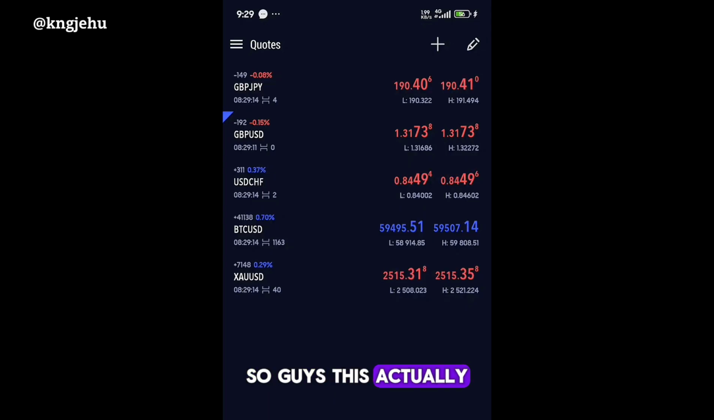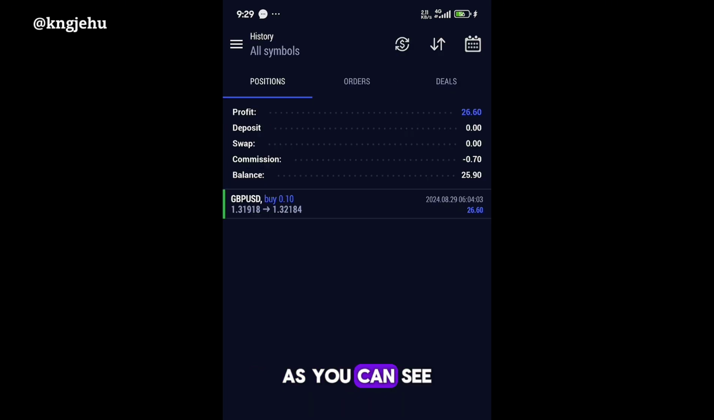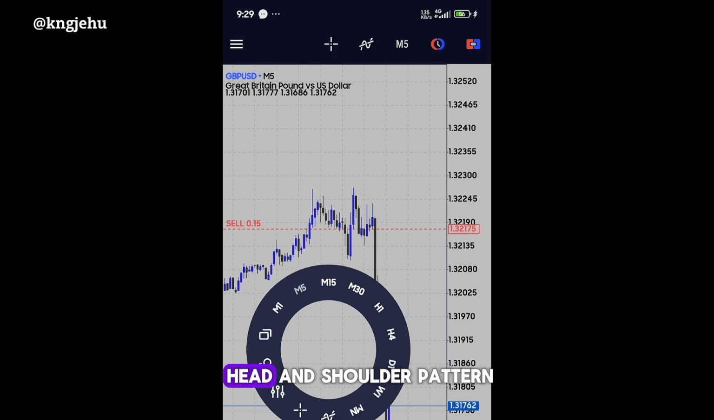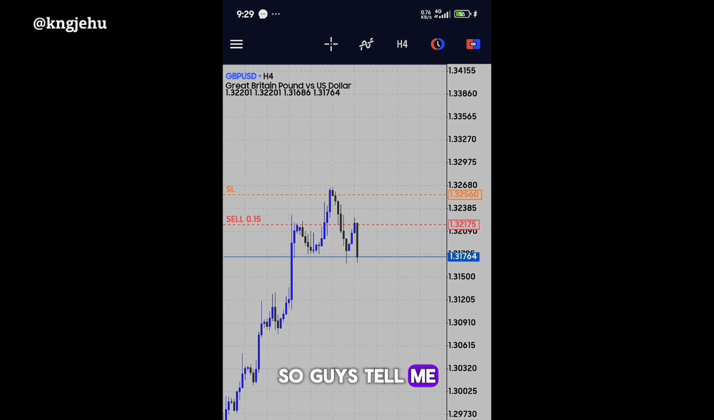So guys, this is actually the next morning, 9:29 a.m. and our trade is currently in profit. As you can see, the first one has hit take profit of $26, and then after that our sell limit was activated and the market reversed on the spot and also created our second shoulder of the head and shoulder pattern. So guys, tell me, what do you think about this? And this is an obvious trend that the market is going to continue selling, and apart from that, CPI news comes out this afternoon, so we are expecting more push to the downside.